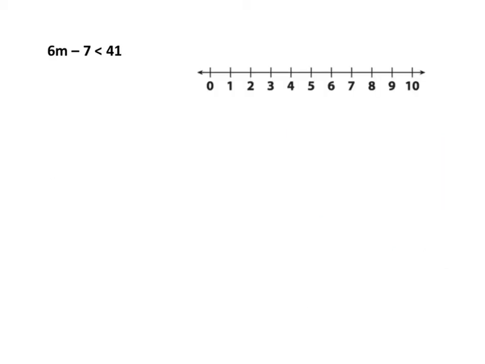So let's look at our first example here. We have 6m minus 7 is less than 41. So we look at the number with the variable first. That's positive 6m. Since it is positive, we do not have to flip the sign. So from there, we need to know that we shade left, and it would be an open circle.